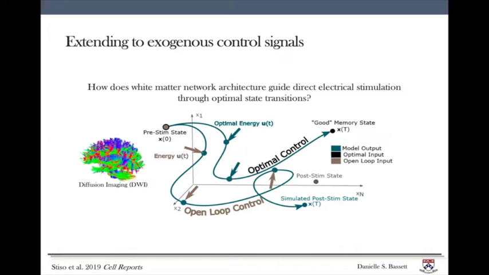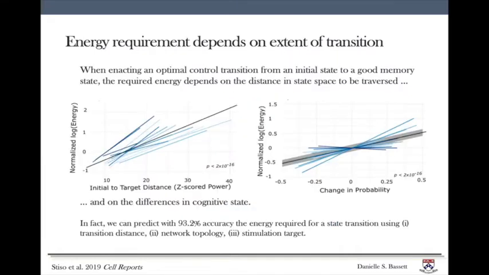And then secondly, we can perform the optimal control simulation, which is that we start from the pre-stimulation state, and we ask if we inject energy into this system and push you towards a good memory state, how much energy was required and which regions were required for us to put that stimulation into.